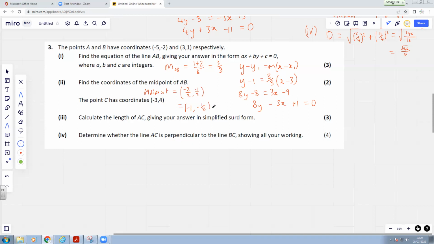I do like pointing out though, you're just finding the middle of minus 5 and 3. Obviously it's minus 1. You're just finding the middle of minus 2 and 1. Obviously it's minus a half, and that's why that's the midpoint. Okay, let's do part 3 now.